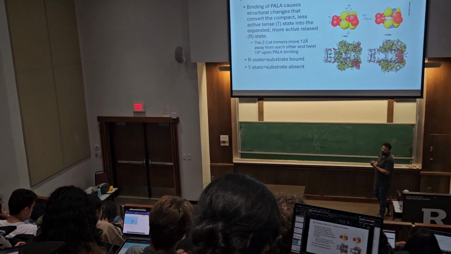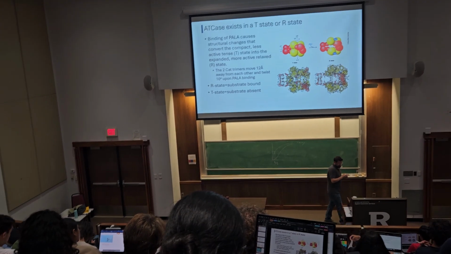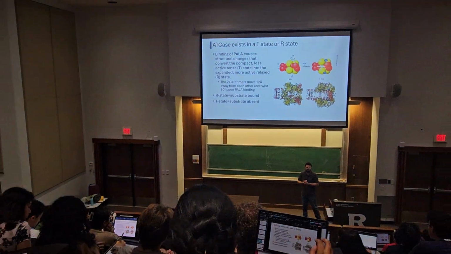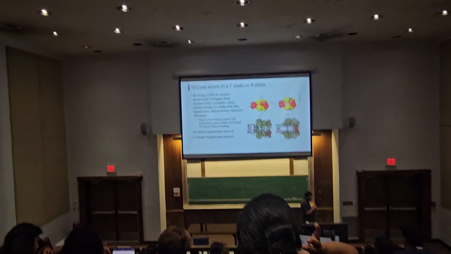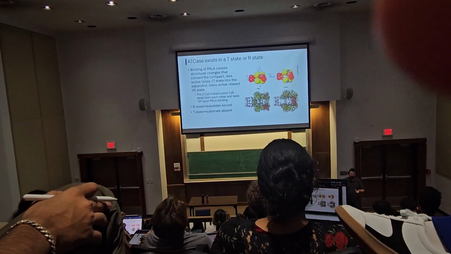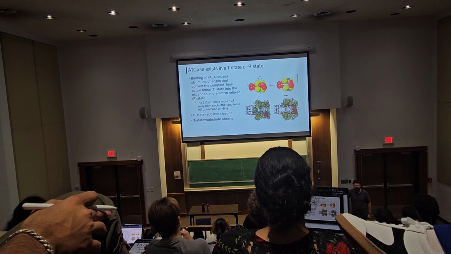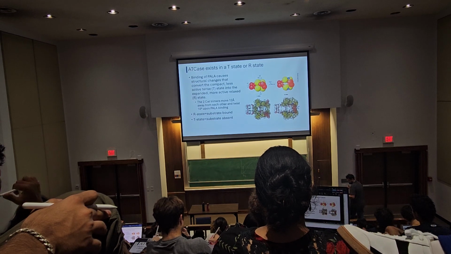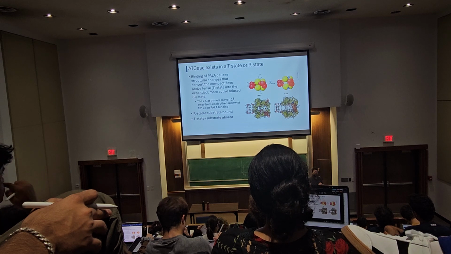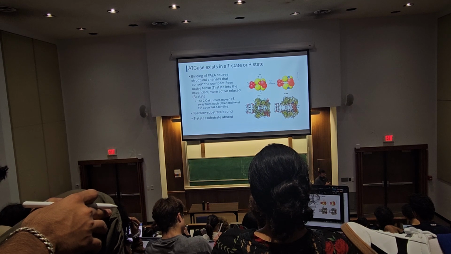Now, ATCase exists in a T or R state, and we've seen this before, of course, with hemoglobin. And the same is true of all allosterically controlled enzymes. They exist in either a T state or an R state. Now, the T state and R state can be affected by cooperativity, like we saw with hemoglobin, and with ATCase. And the equilibrium between the T state and the R state can also be affected by whether an allosteric regulator is bound or not.